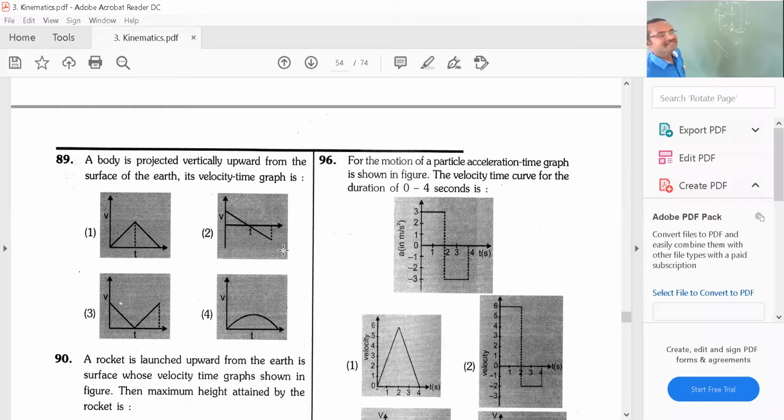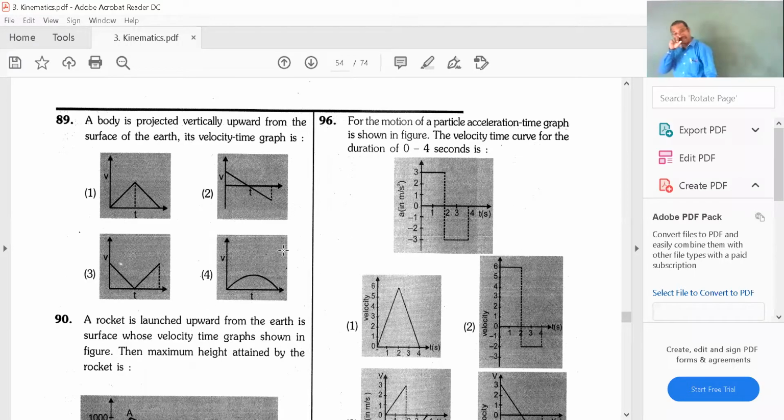Next, question number 96. Read question number 96. For the motion of a particle, acceleration time graph is shown in figure. The velocity time curve for the duration of 0 to 4 seconds is. Okay, acceleration time graph given. I am drawing that acceleration time graph now.